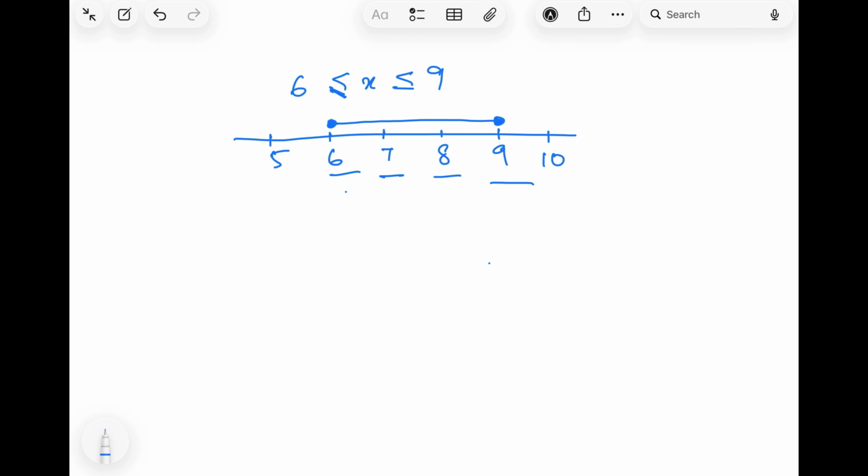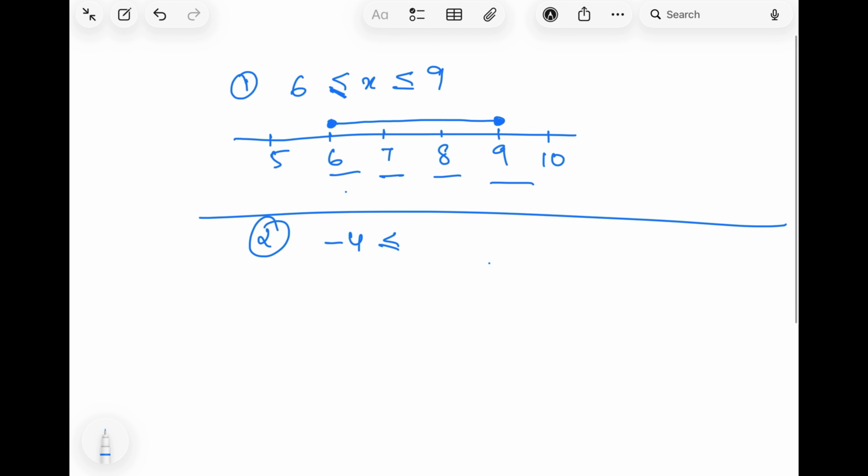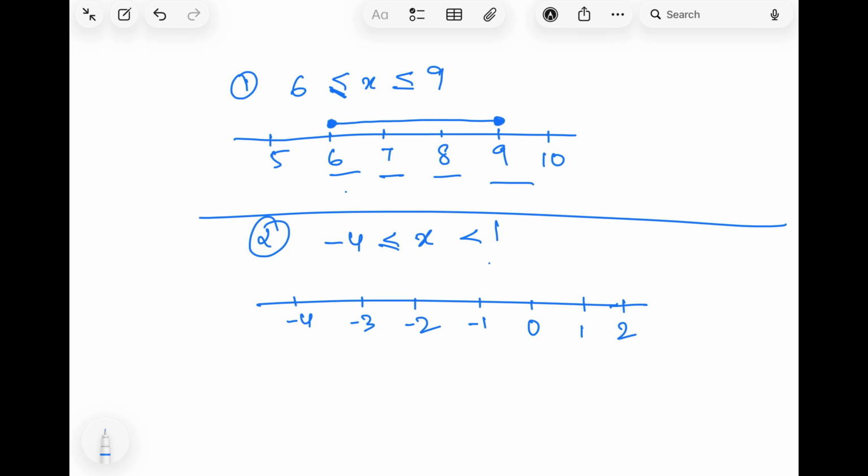So for that, let's take up one more example. The second example is minus 4 less than or equal to x less than 1. Again we will draw a number line: minus 4, minus 3, minus 2, minus 1, 0, 1, 2. Suppose we have numbers from minus 4 to 1. Again we will draw the first circle on minus 4 and the second on 1, then we join them with a line. Where the equal to sign is there, you will color the circle. There is no equal to sign on this side, so please don't color the circle on this side.